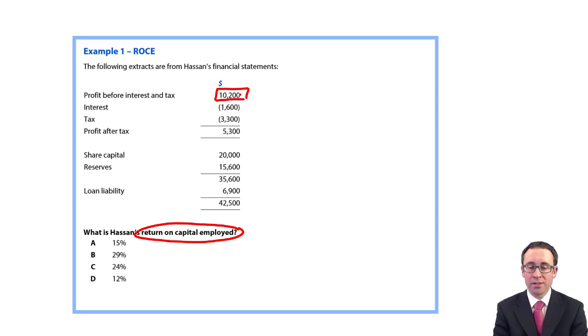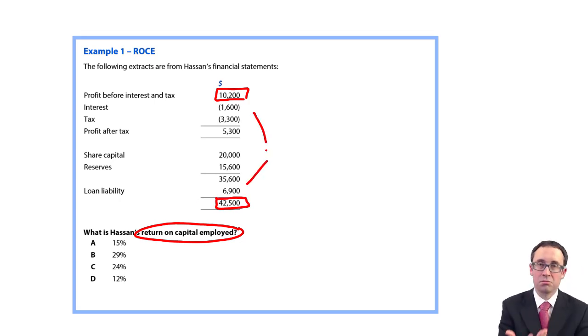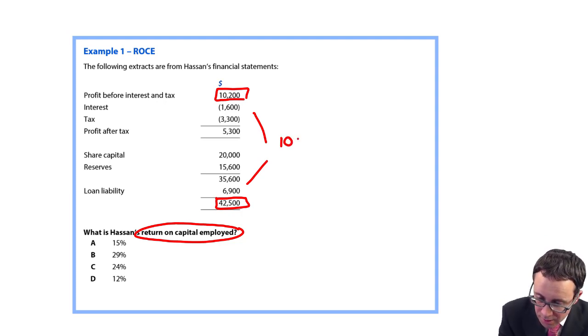And then you need to look at the capital employed. So that's your equity. So share capital is part of equity, reserves are part of equity, your loan liability, that is debt. So your 42,500 is effectively your capital employed.